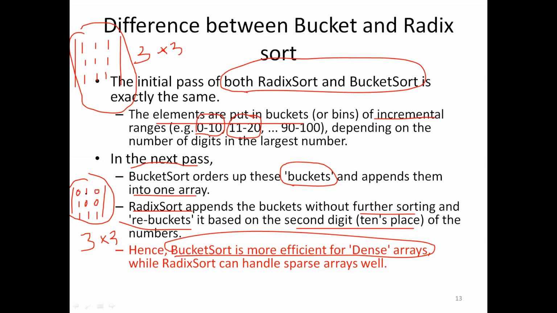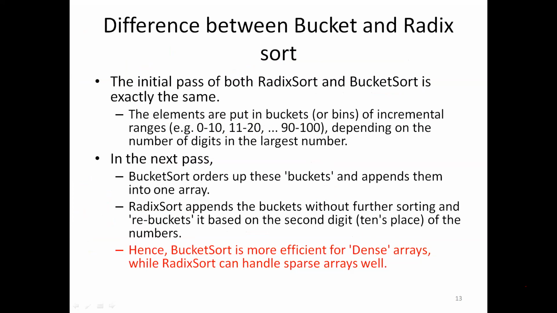So dense means that you have more number of connections or more number of elements. If there are more elements, we can opt for bucket sort. If there are fewer elements, we can opt for radix sort. So that's what I want to convey here. Guys, is it clear? Can you get the difference between bucket sort and radix sort? Shall we move on to the next type of sorting?